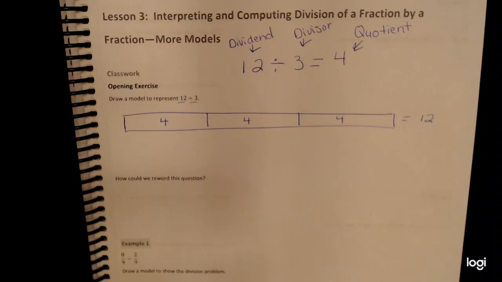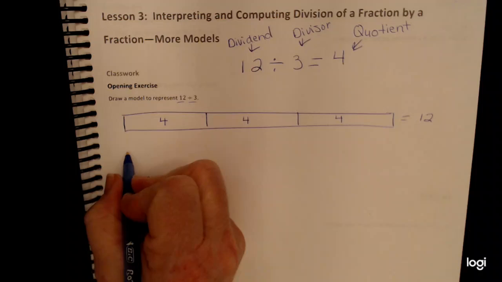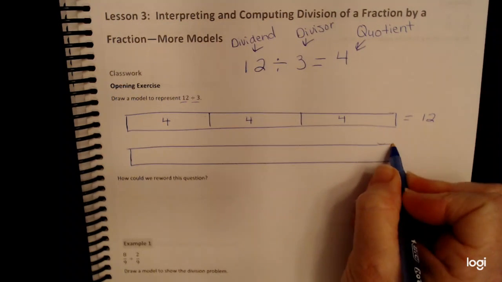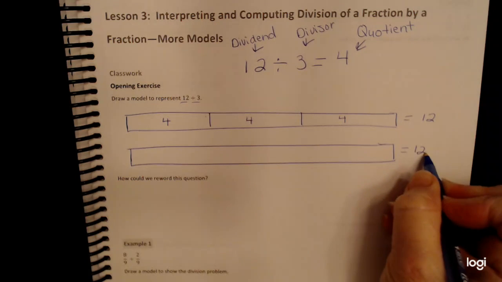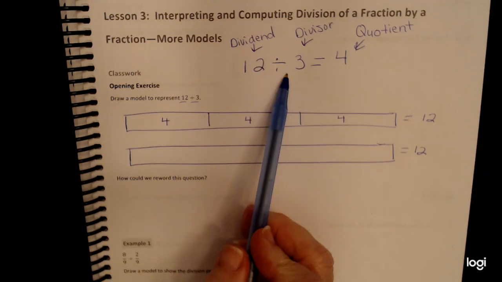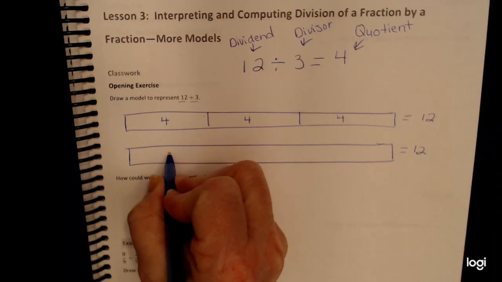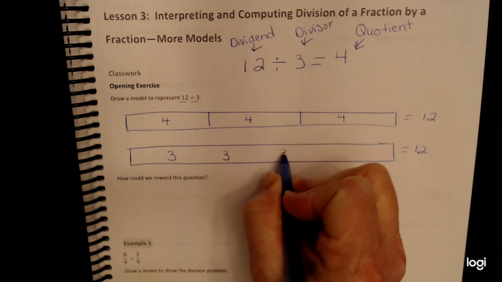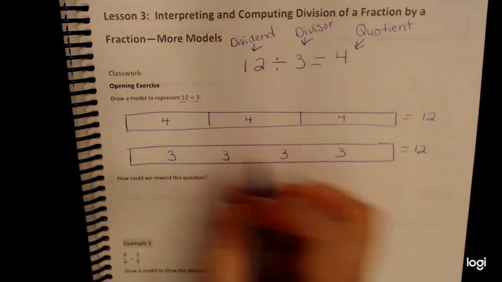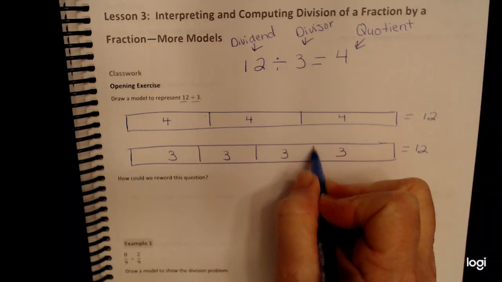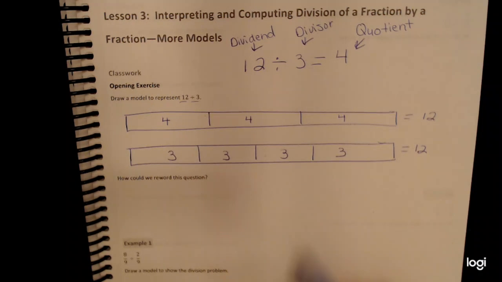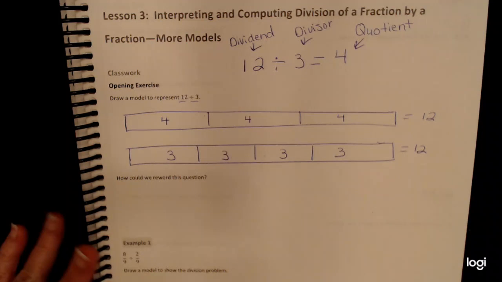Now, there is another way that we could actually make a model. We can make our model again. Okay, we can make our model, which equals 12. And if we know we're dividing by 3, we could actually count by 3s. Well, let's see. We have 3, 6, 9, 12. So if you notice, I counted by 3 4 times. Okay, so 2 ways that I can make my model for this.